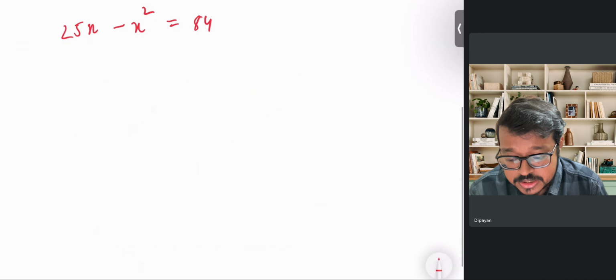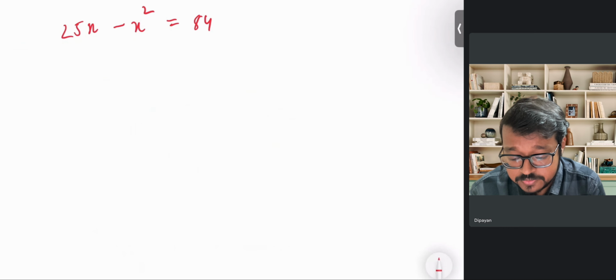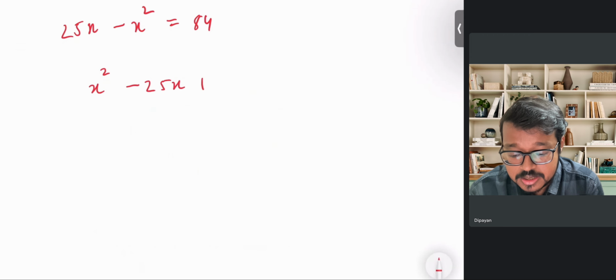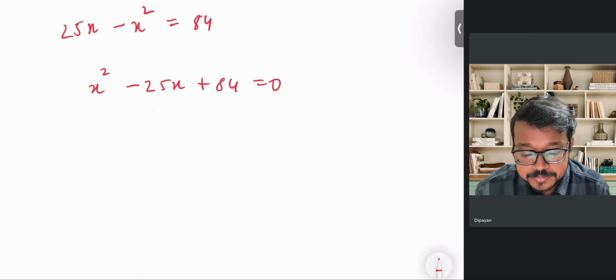So let's say that we move all the terms to the right side. So then we'll have plus x square minus 25x plus 84 is equal to 0. This is the standard form of quadratic equation. Now from here, either we can factorize and solve it, or we can use the quadratic formula. Anything is fine. Let's try to factorize it.